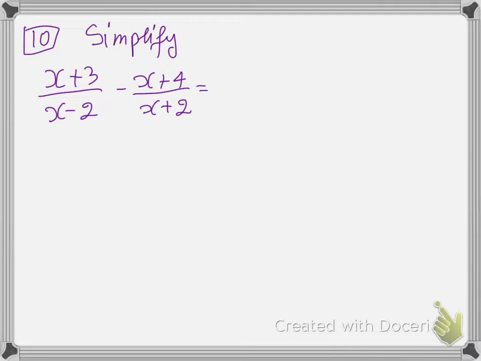We're asked to simplify in this exercise. Well, it looks like we're subtracting two fractions. When we subtract fractions, we need the same denominator. So the first thing that we need to do is find the least common denominator. The least common denominator is the least common multiple. So between x minus 2 and x plus 2 is x minus 2 times x plus 2.